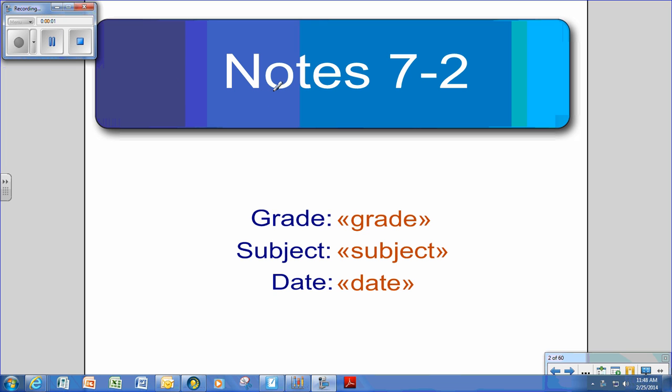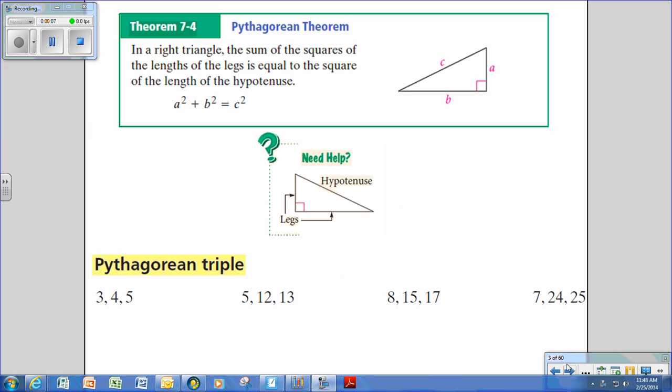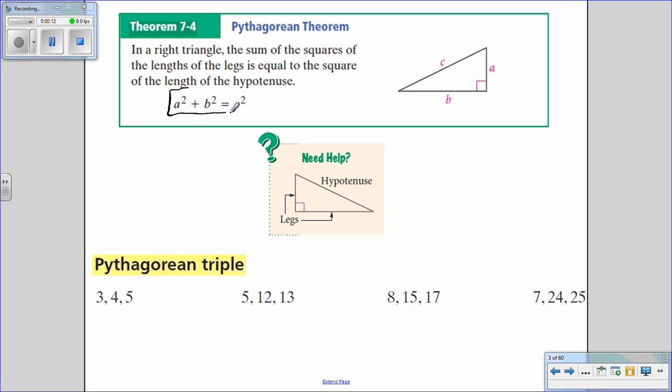Today we're going to talk about the Pythagorean Theorem, and that's notes 7.2. So, let's get started. The Pythagorean Theorem, which most of you are already familiar with, is a squared plus b squared equals c squared. Okay, c represents the hypotenuse, which is always opposite the right angle, and a and b always represent your legs. Okay, a and b can be interchanged, but c always has to be the hypotenuse.